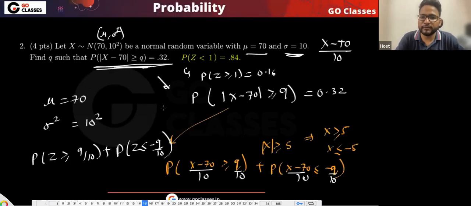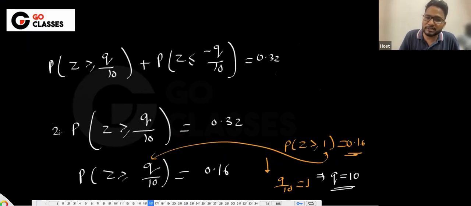For example, we solved a question where they said mod of x minus 70 is greater than or equal to 2. Now you know how to solve it. First you need to convert that to z. Then we realized that z is greater than or equal to a and z is less than or equal to minus a. Since it is symmetric about 0, these two probabilities are the same, and that's why I multiply by 2.